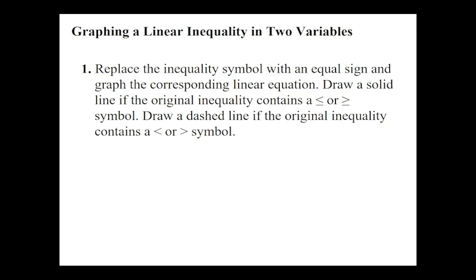If we have an or equal to, then the line we draw is going to be solid. If we don't, if we have a strictly less than or a strictly greater than, then we do a dashed line. The dashed line means that we're not equal to. The solid line means that we can be equal to.